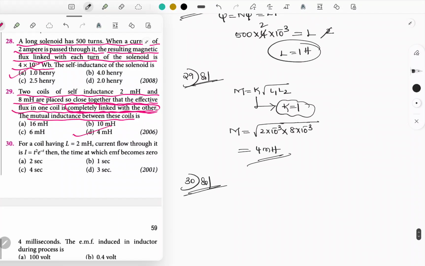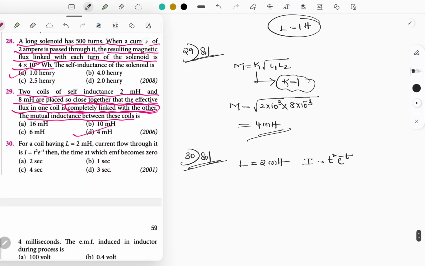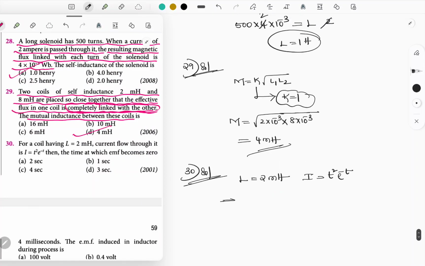Next, question number 30. For a coil having self-inductance L equal to 2 millihenry, current flows through it with I equal to t² e^-t. Find the time at which EMF becomes 0. First of all, let me find the EMF, that is L into di/dt. So let me differentiate this: 2 × 10^-3 into the derivative with respect to time.